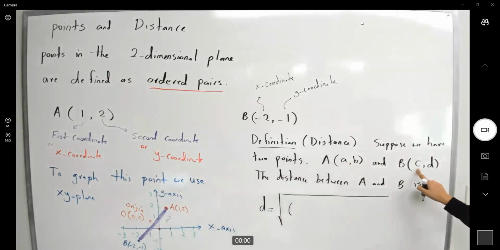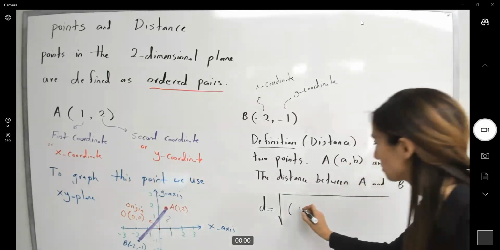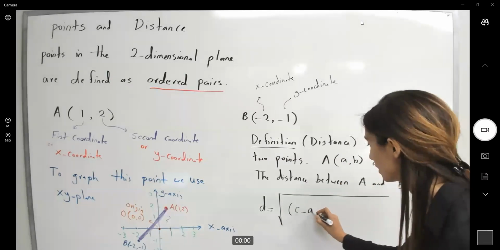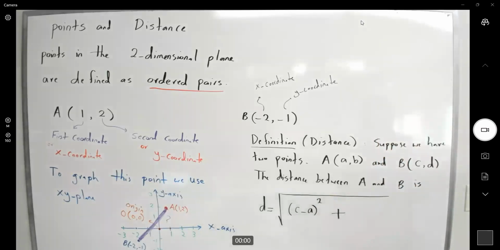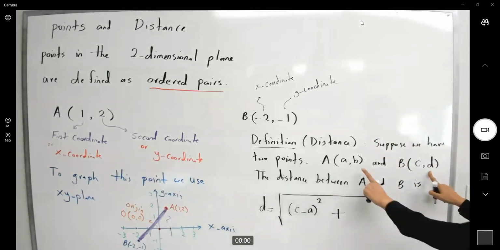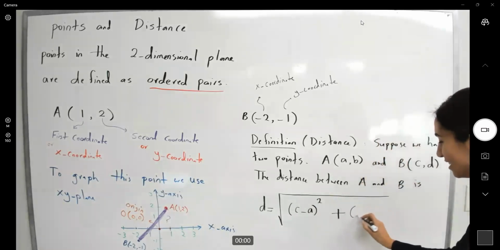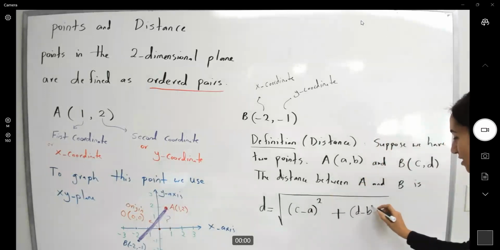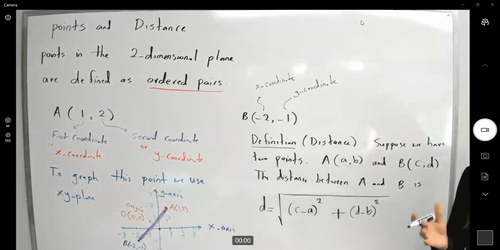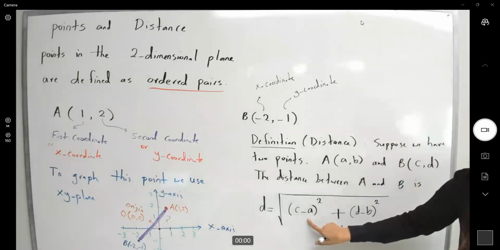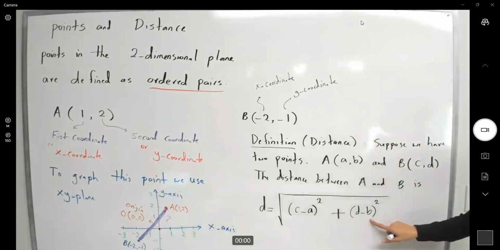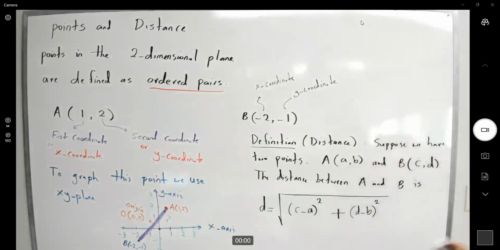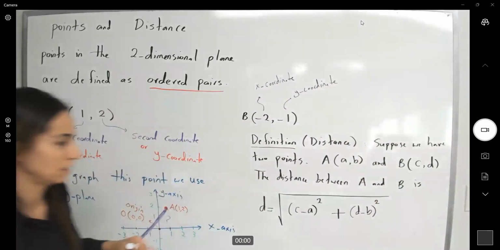I have C minus A raised to the second plus D minus B raised to the second. So the difference between X values to the second plus the difference between Y values to the second. Let me write it down.